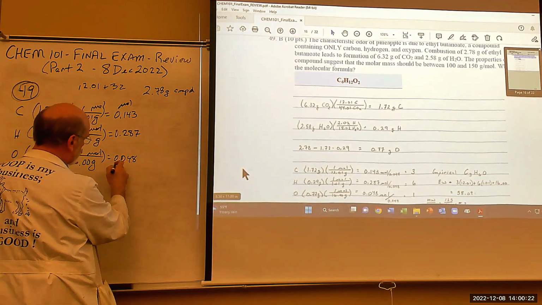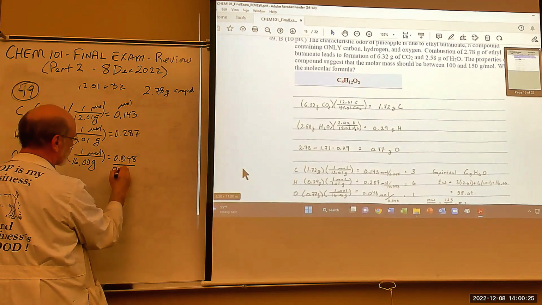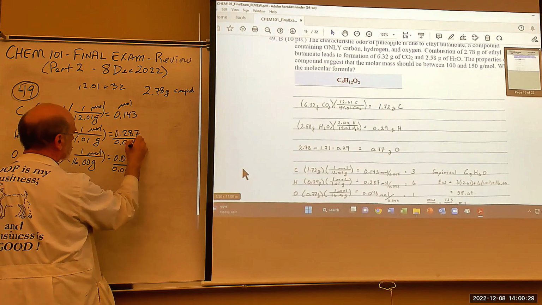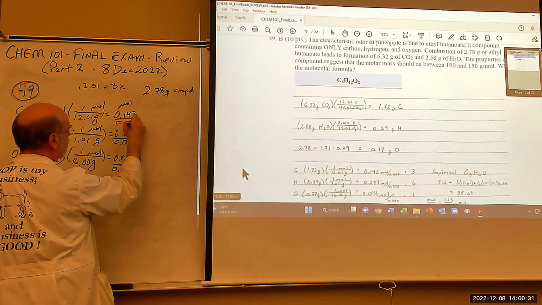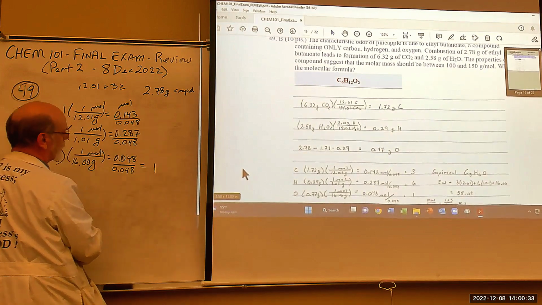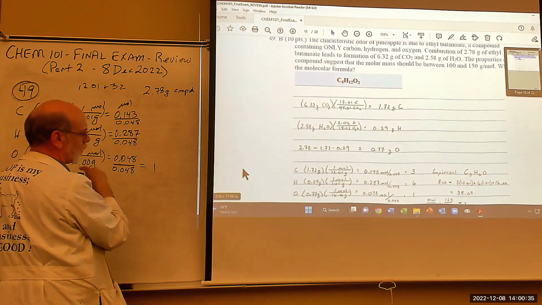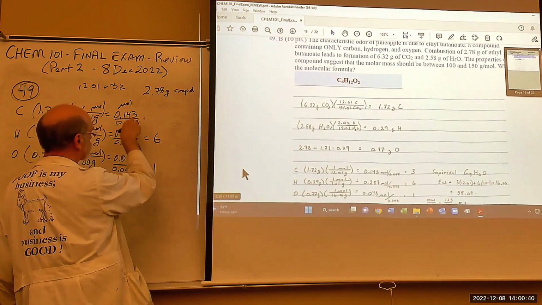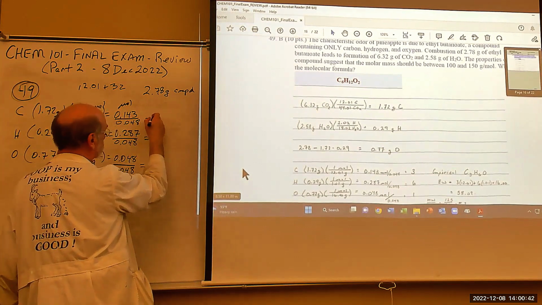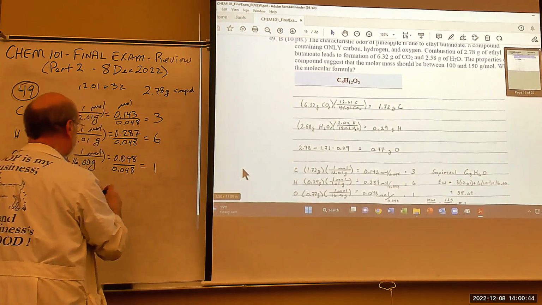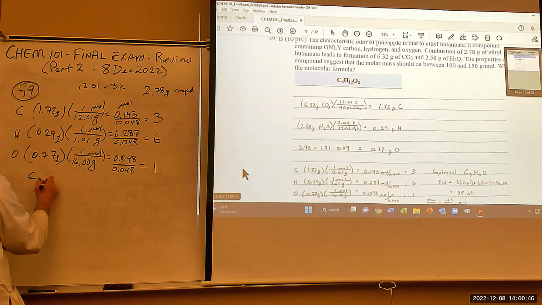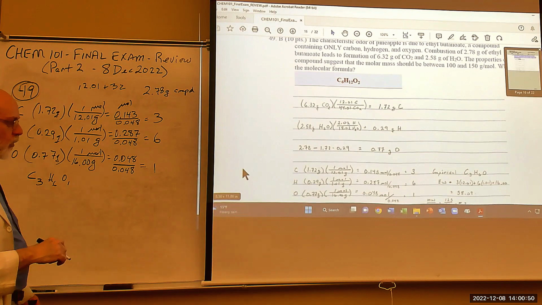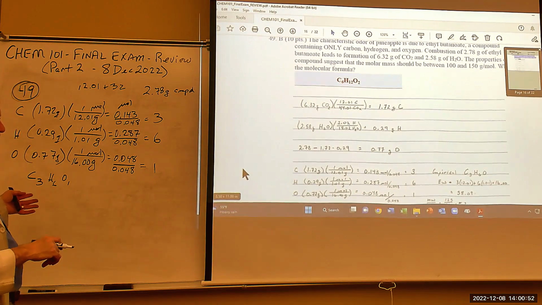So if we make this one 1, because it's the smallest, 0.048, 0.048 and 0.048, then this one has to be 1. And this one goes into 0.287 about 6 times. And this one goes into 0.143 about 3 times. So that's our empirical ratio, C3H6O1. So what's the empirical weight for this molecule?